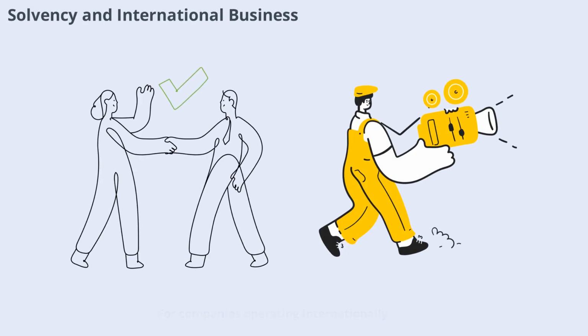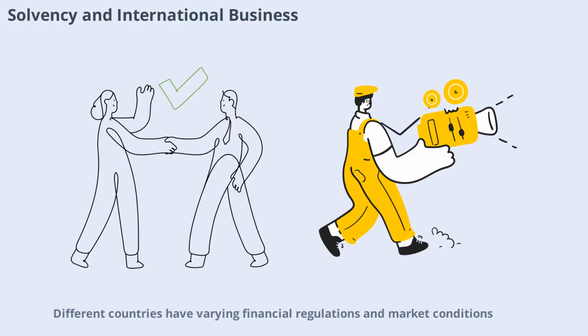For companies operating internationally, solvency ratios are especially important. Different countries have varying financial regulations and market conditions, which can affect a company's risk profile. Analyzing solvency on a global scale helps multinational firms manage risk and seize opportunities.